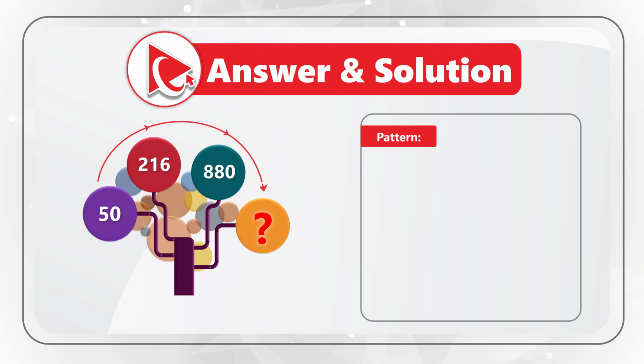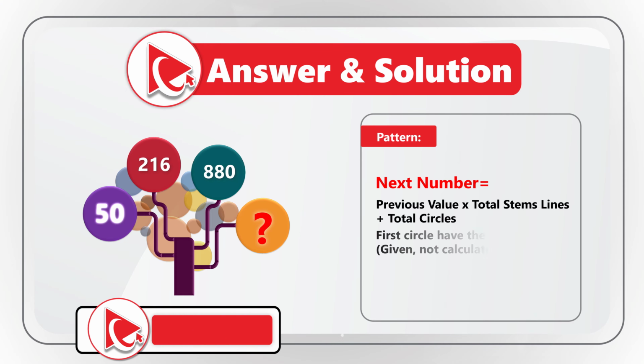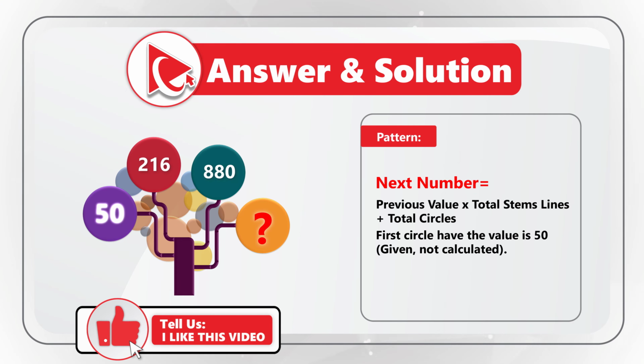The pattern here is rather simple, but it takes a little bit of time to detect it. If we start from the left, from the smallest number, and go clockwise, the next number is calculated as the previous value multiplied by the total number of lines plus total number of circles. Let's look at the example. The first number is 50 in the purple circle, and it's given, not calculated.